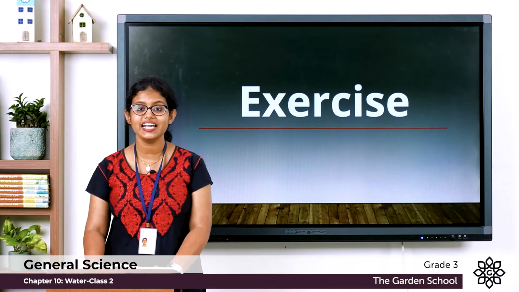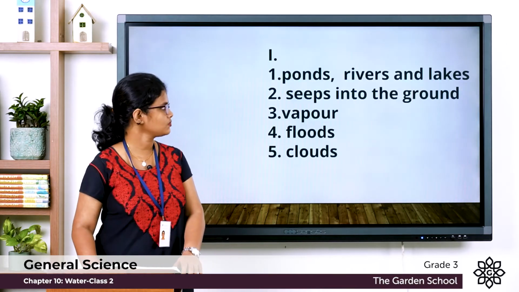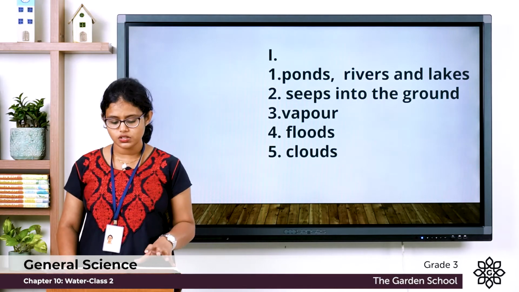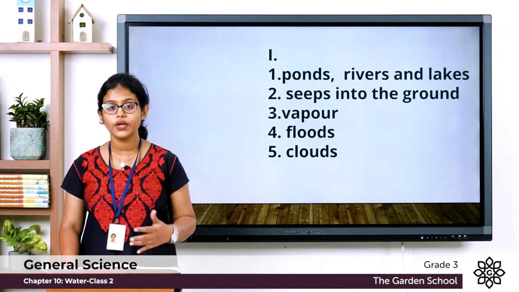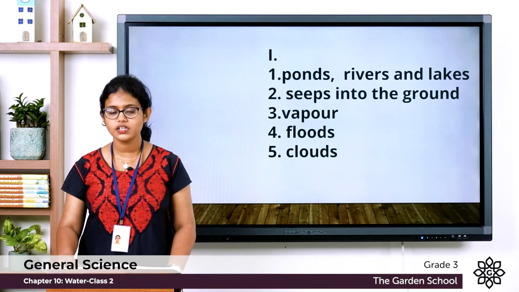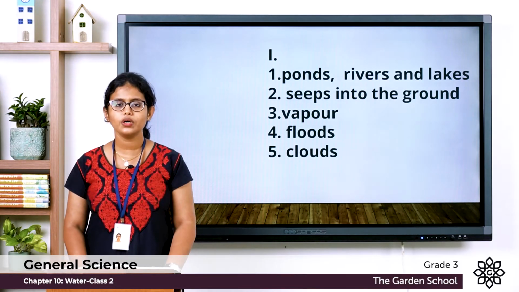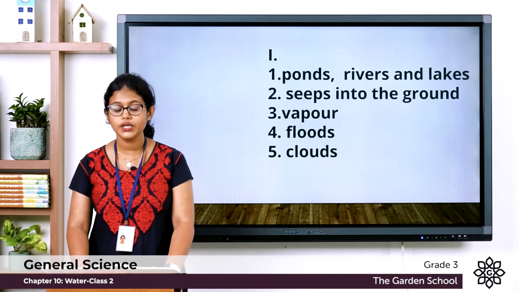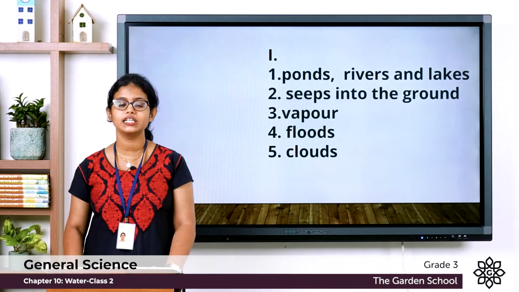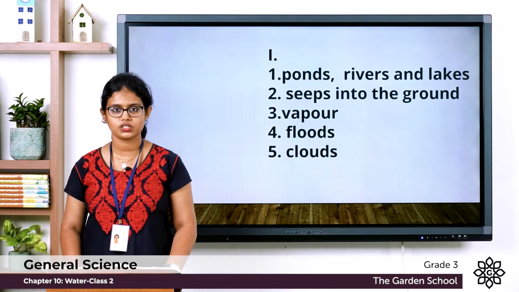So, now let's see the answers. What is the answer for the first one? Streams formed by rain flow into ponds, rivers and lakes. What about the second one? Rainwater that remains on land, what happens? It seeps into the ground.